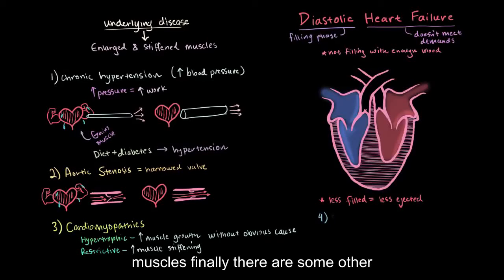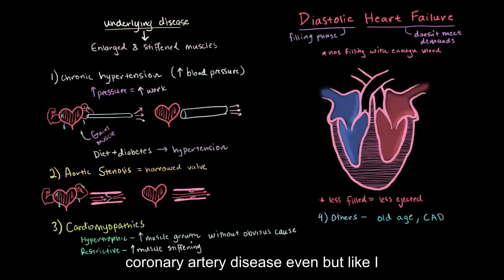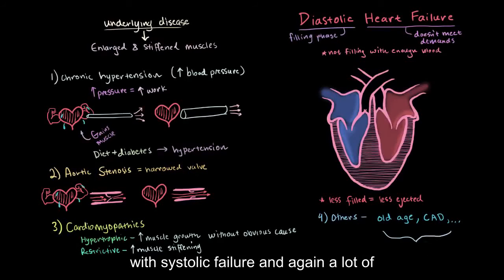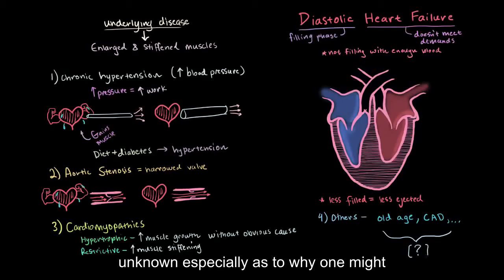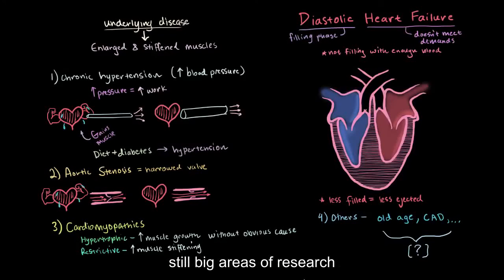Finally, there are some other causes and risk factors, like old age and even coronary artery disease, but like I said before, some of these cross paths with systolic failure. And again, a lot of the mechanisms behind that are largely unknown, especially as to why one might lead to systolic failure and one might lead to diastolic failure. These are still big areas of research.